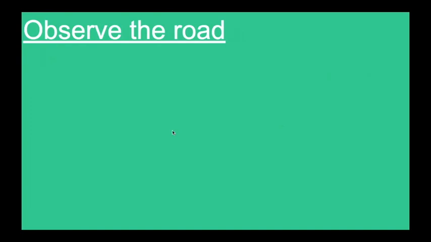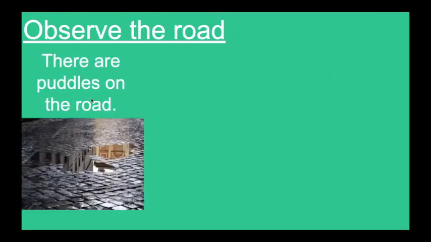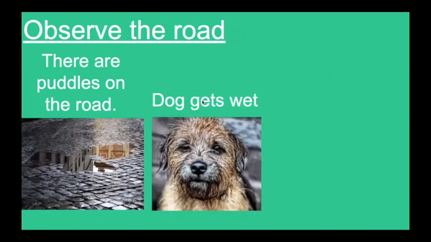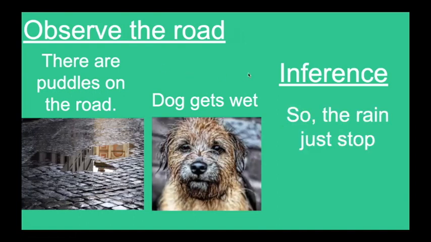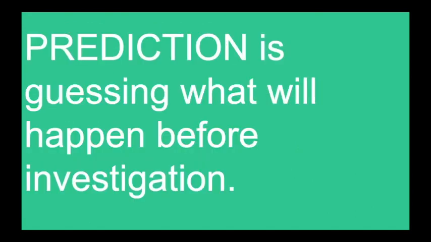All right. Also, we observe the road. There are puddles on the road. Water, puddles on the road. And the dog gets wet. So we can make an inference or conclusion: the rain just stopped. Okay, this is inference.